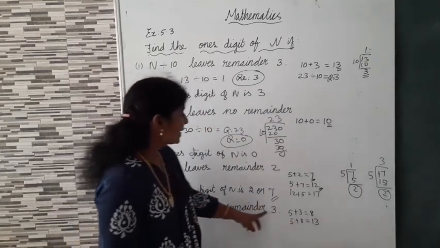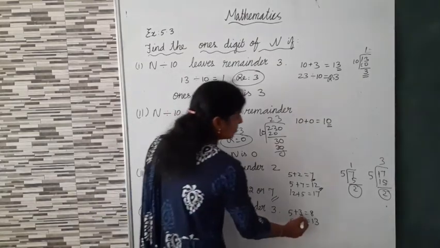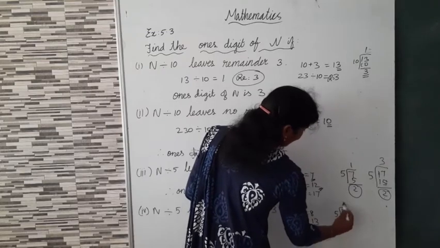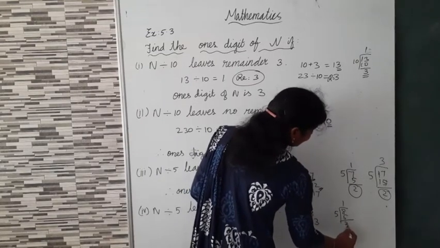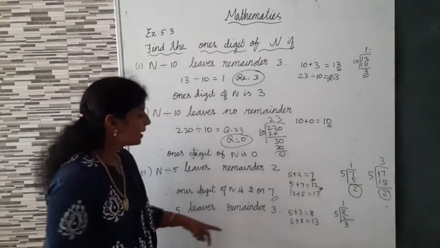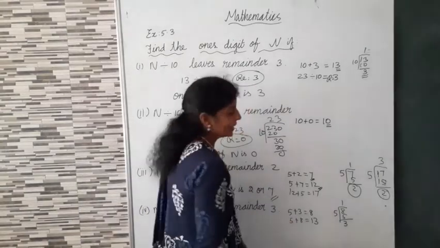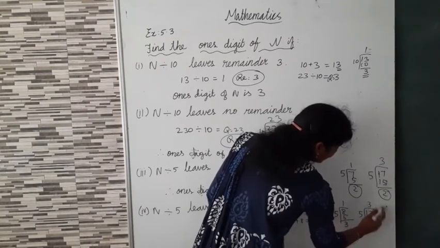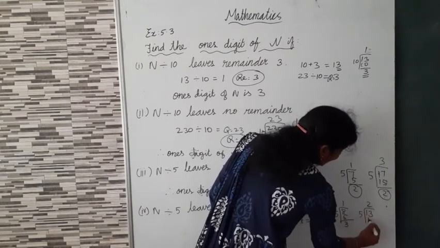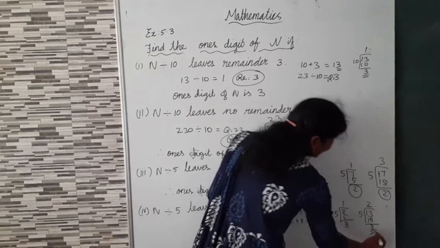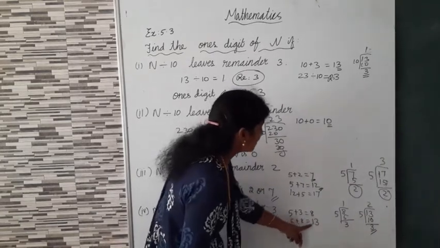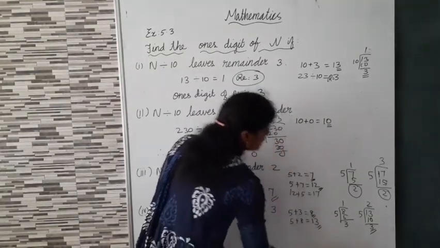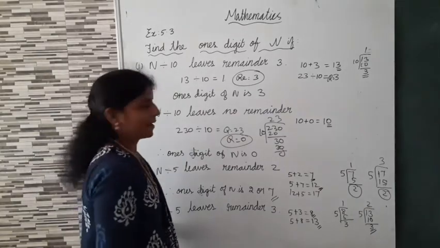Now here, what is the remainder? 3. 5 plus 3 is equal to 8, which means 8 divided by 5: 1 5 is 5, remainder 3, isn't it? Now here 5 plus 8 is equal to 13. 13 divided by 5 means 2 5s are 10, balance 3. Remainder 3. Did you get it? Here 13 plus 5 is equal to 18. So 8 or 3 means 3 is the ones digit of n.